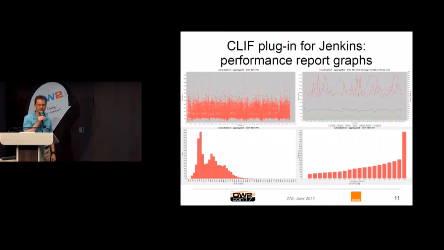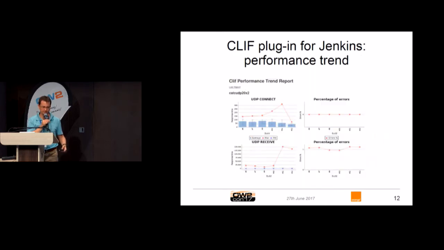Here are all the graphs that are generated. The first one is the scatter plot. Then on the right, you have the moving statistics about response time and throughput. Then you have the histogram of response time, and finally the quantiles of response times. And all of this is generated automatically for each test.